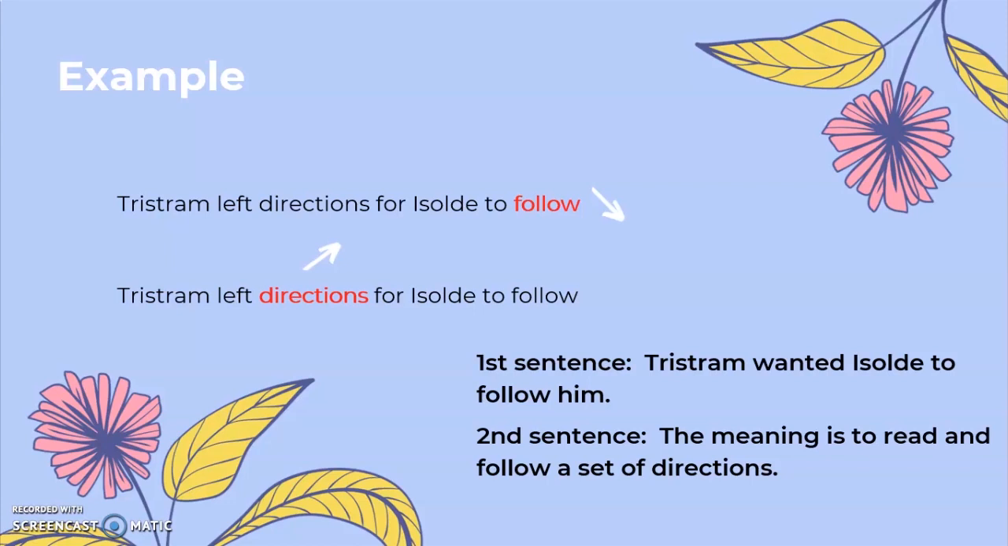Tristram left directions for Isolde to follow. In this pronunciation of the sentence, the primary stress is on the word follow. And for the second sentence, if the meaning is to read and follow a set of directions, the highest pitch comes on the second syllable of directions, as illustrated in the second sentence. Tristram left directions for Isolde to follow. The primary stress in this pronunciation is on the word directions.